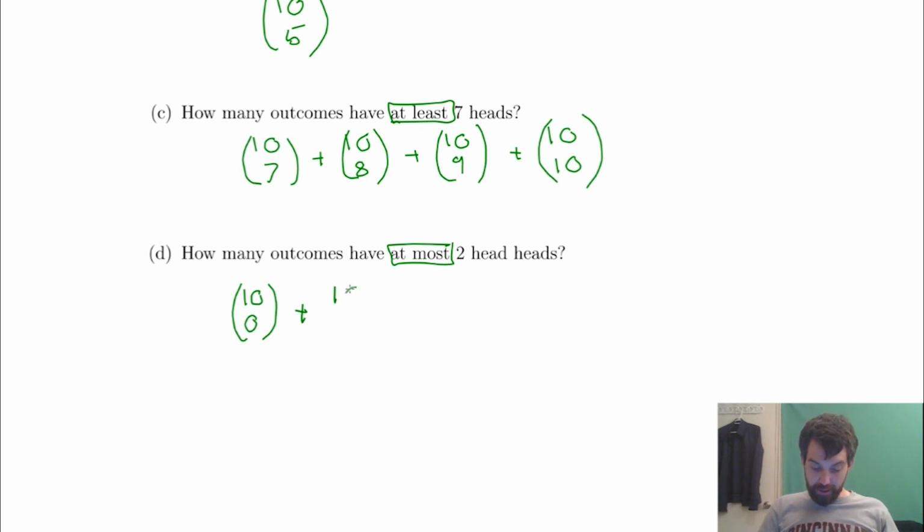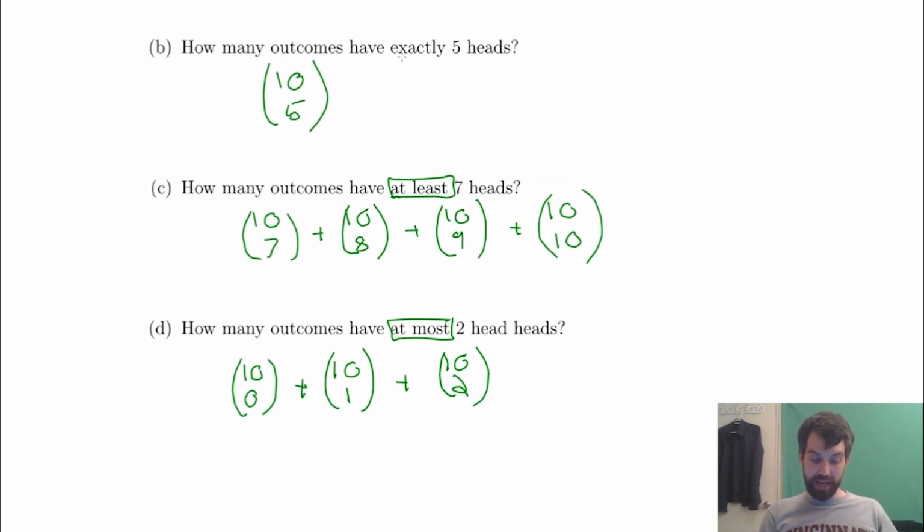I could then add the 10 different ways. 10 choose 1 will be 10. The 10 different ways I could have only 1 head. And then I add the 10 choose 2 different ways that there could be 2 heads. So pay a lot of attention to whether you say it's exactly, in which case it's only the 1, at least, in which case it's the 1 or higher, or at most, in which case it's the 1 or lower.